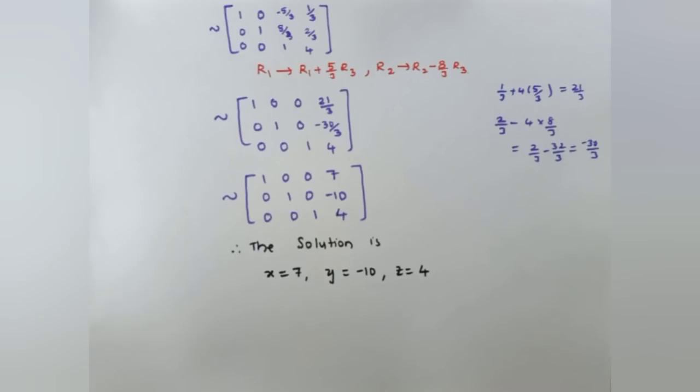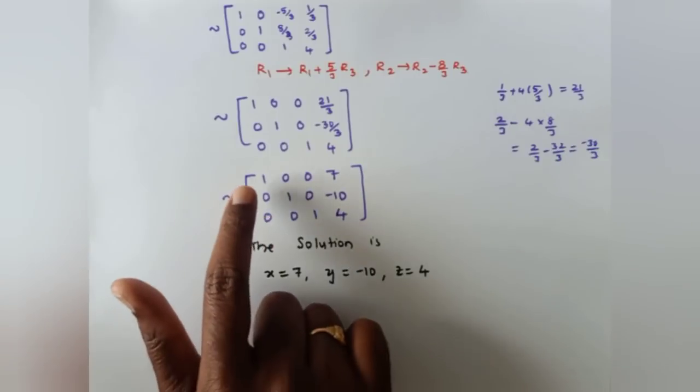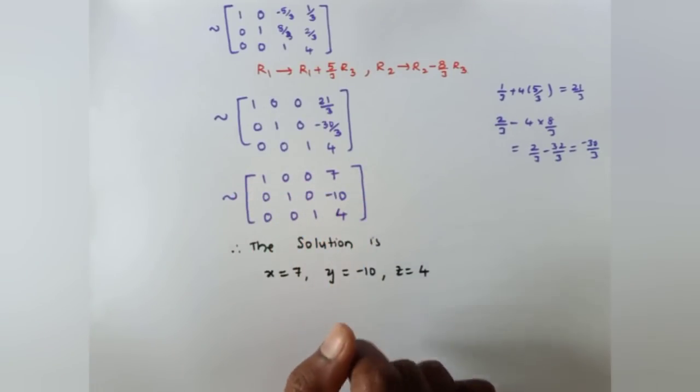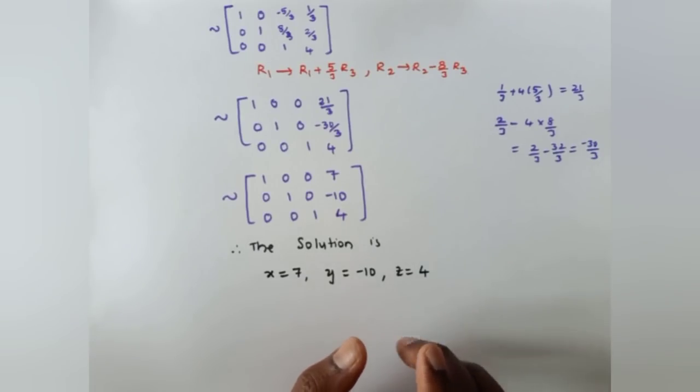Here just try to convert the augmented matrix as 1 0 0 alpha, 0 1 0 beta and 0 0 1 gamma by using elementary transformations.